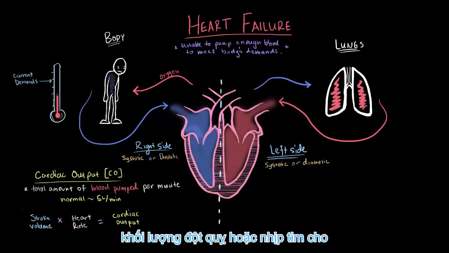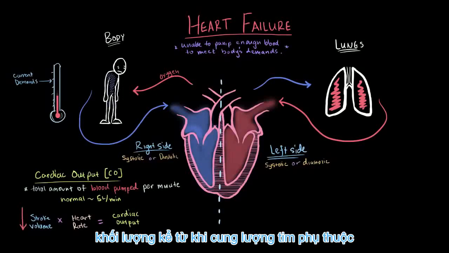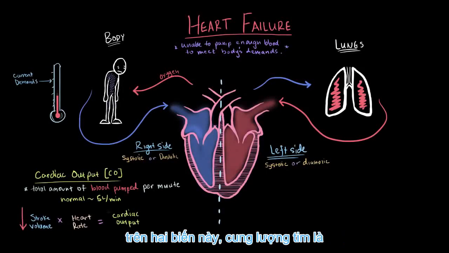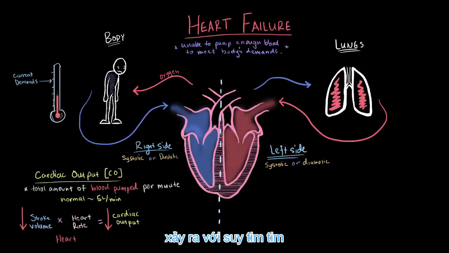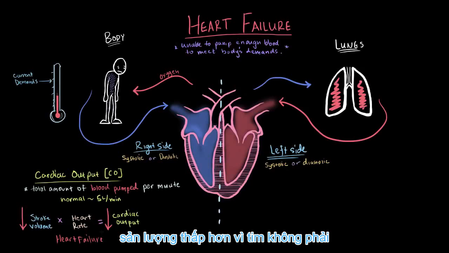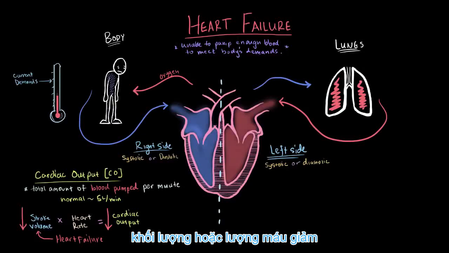So if you were to change either stroke volume or heart rate, for example, let's say I lowered stroke volume, since cardiac output's dependent on these two variables, cardiac output's also going to go down. And that's what happens with heart failure. Cardiac output is lower because the heart's not pumping as much blood per minute. This is usually because there's a lowered stroke volume, or a lowered amount of blood pumped out with each contraction.